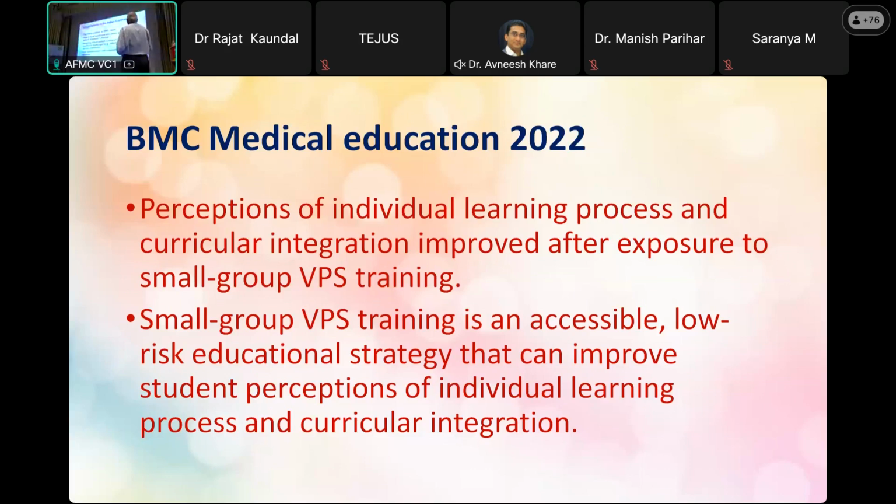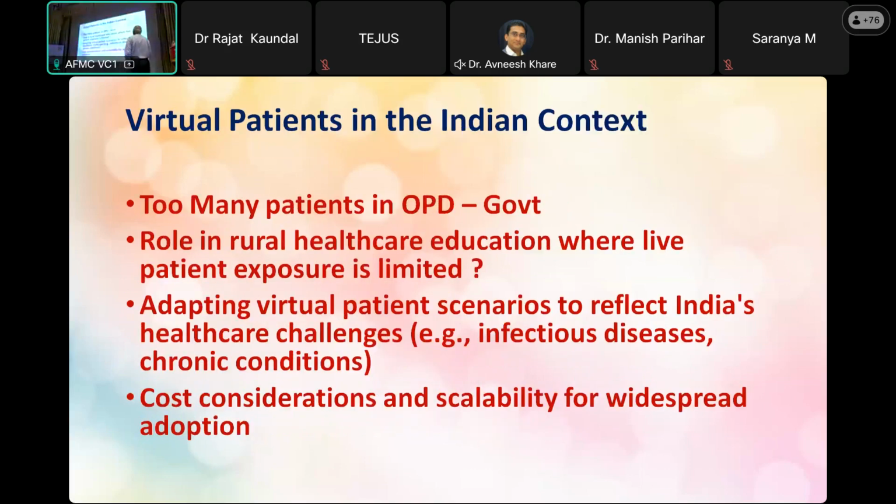Now, in the Indian context, there are too many patients in the OPD in a government hospital. Do we really need all this? Maybe it's your own choice. If you feel you can use part of it, you need not necessarily adopt everything. It has a role in rural healthcare education where live patient exposure is limited. There are so many medical colleges in India where there are no patients.